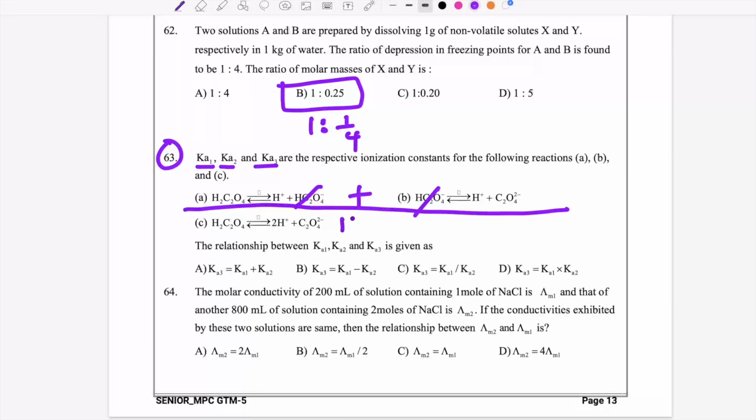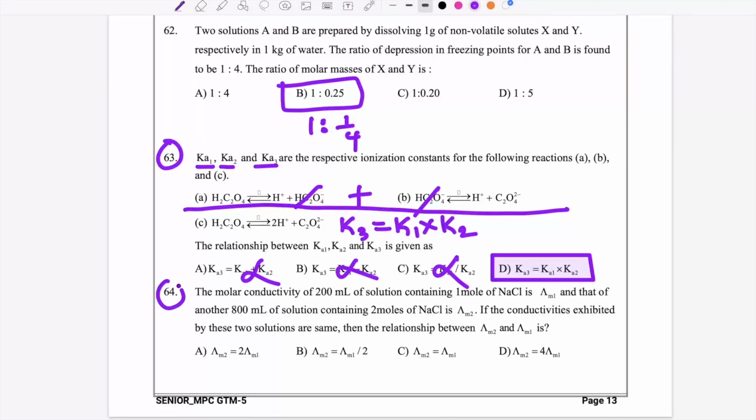That means K3 equals K1 into K2. When two equilibria are added, their K's will be multiplied. This is the principle here. So we have K3, and this is not it, since this one is subtracted and divided. So the answer for this question is option D. We'll move to the 64th question.